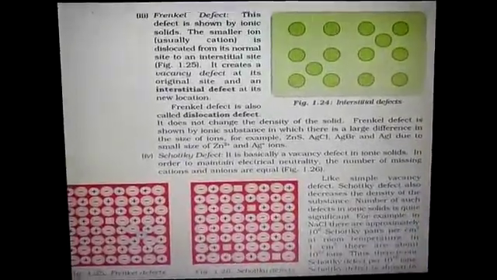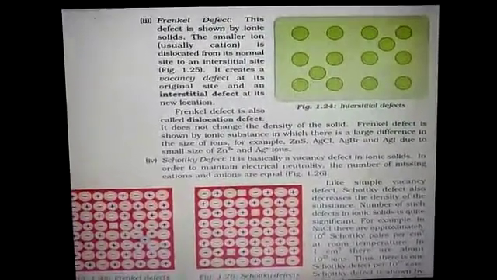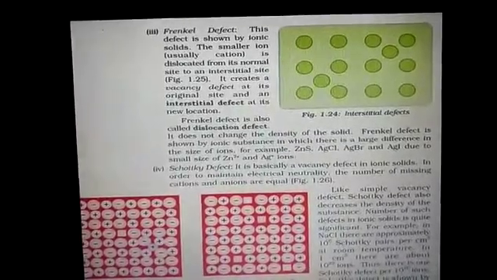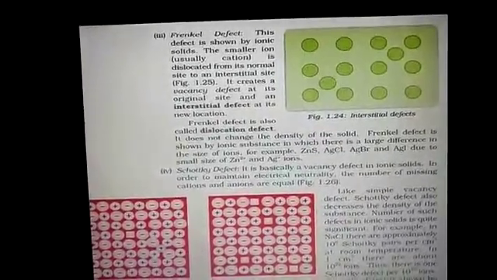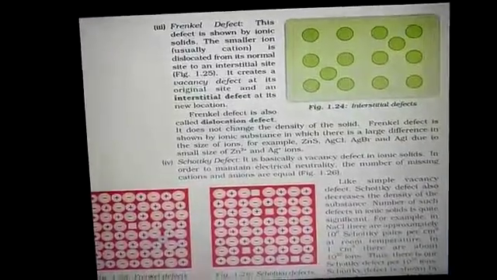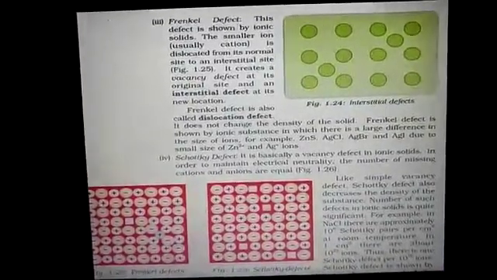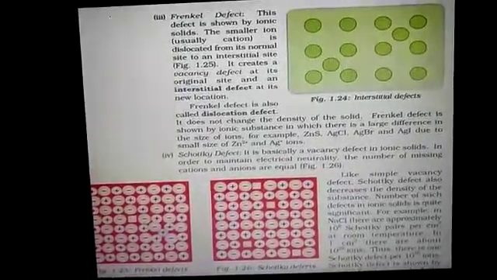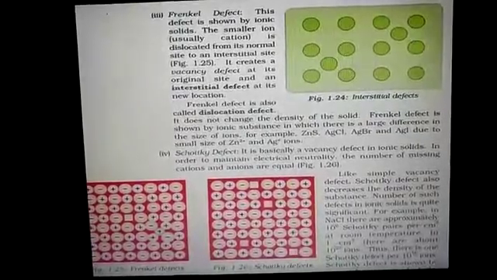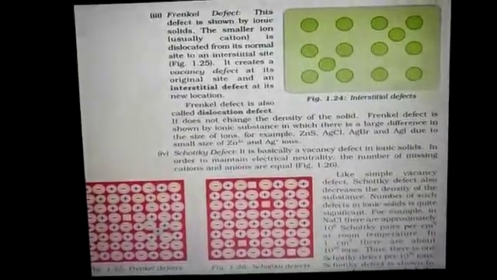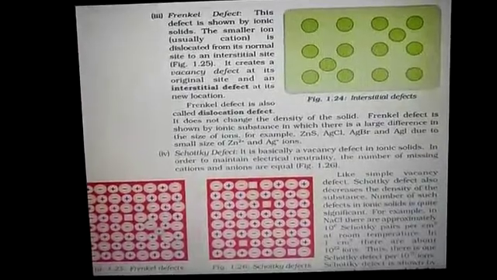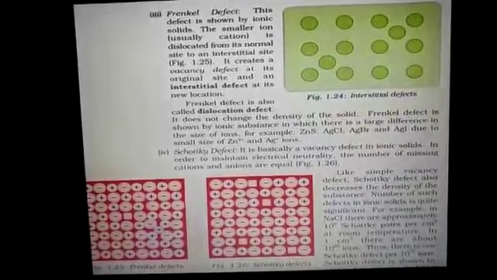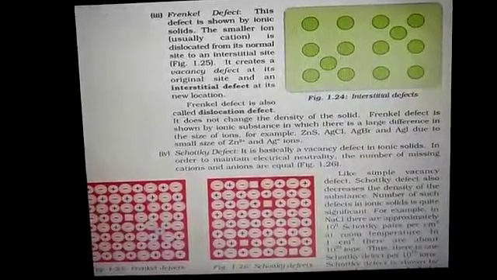Now, in case of Schottky and Frenkel defects, first we have to study the Frenkel defect. This defect is shown by the ionic solids. The smaller ion, usually the cation, is dislocated from its normal site to the interstitial site. It creates a vacancy defect at its original site and an interstitial defect at its new location. The Frenkel defect is also called dislocation defect. It does not change the density of the solid. Remember this thing, in Frenkel defect the density will not change.